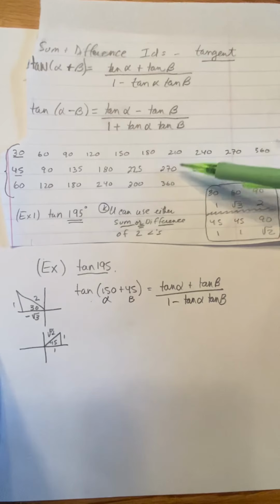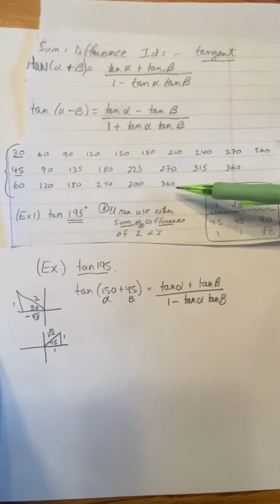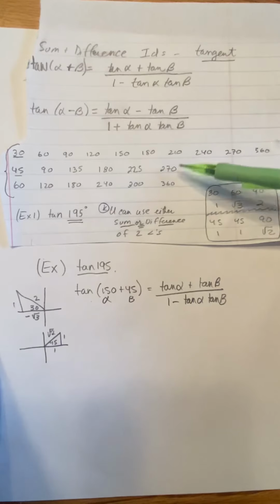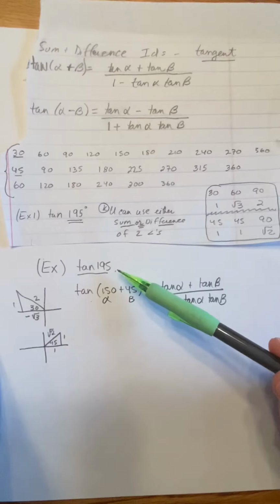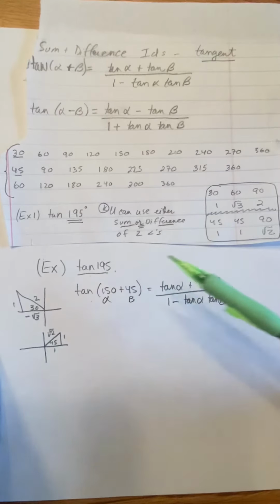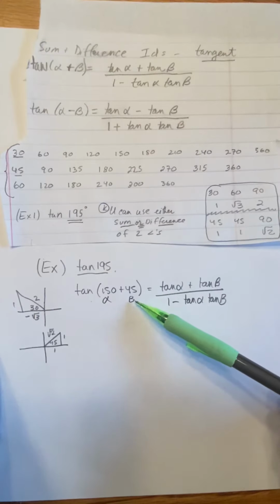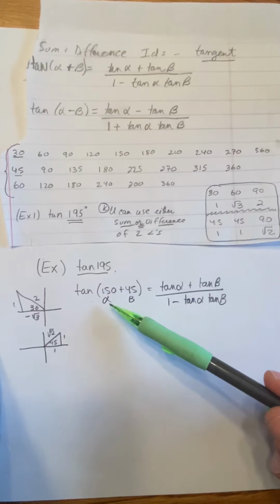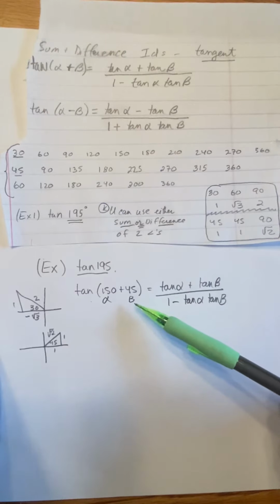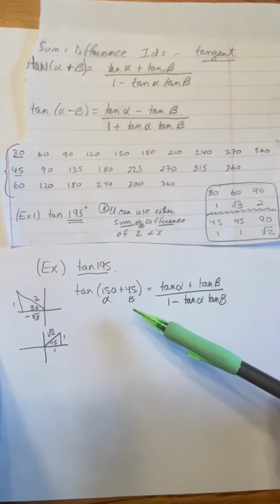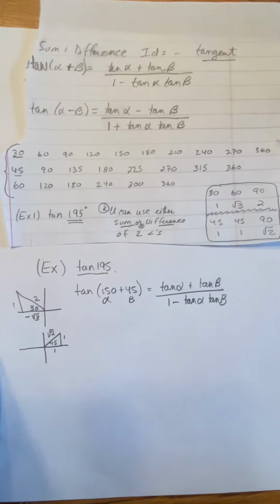Here I've provided a list for ease of computation. So choose any from this list that involves our four quadrants and our reference angles, which are the special right triangles. Here we're going to find the tangent of 195. I chose to use the tangent of 150 plus 45. So alpha will be 150, beta is 45. It does not matter the order, the answer will come out the same.